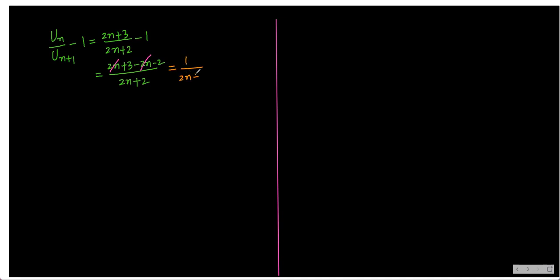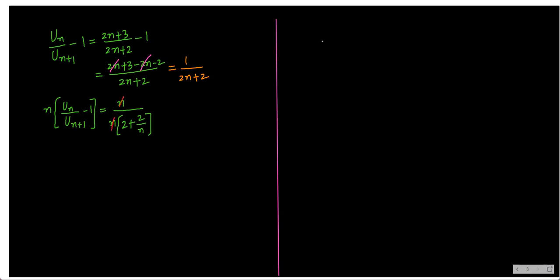2n plus 2. So according to the rule of this Raabe's test, we have to multiply n on both sides. n times (un by un plus 1 minus 1) equals, if you multiply with n, numerator n we will get. In the denominator, take n common. This is 2 plus 2 by n. This n cancels with this n.